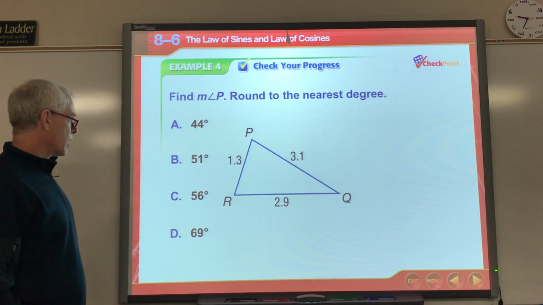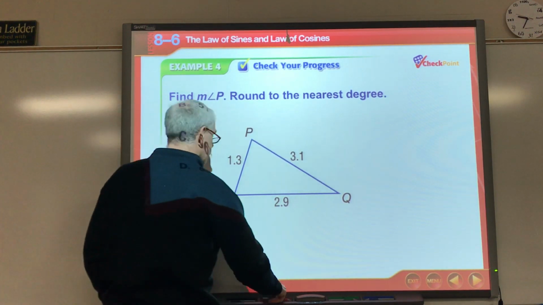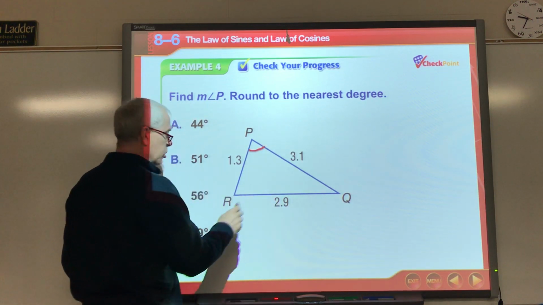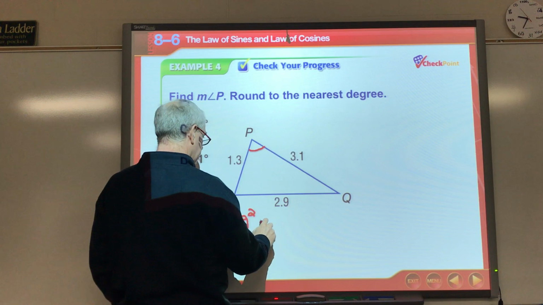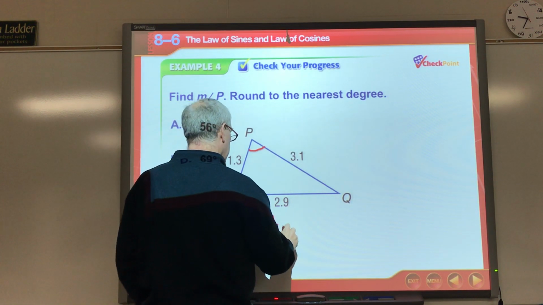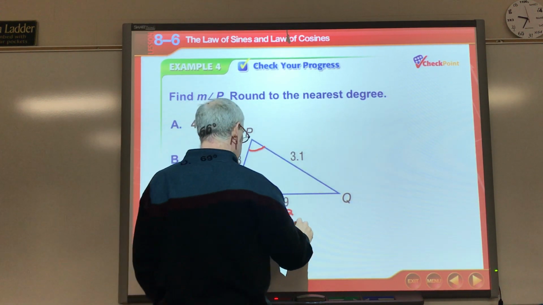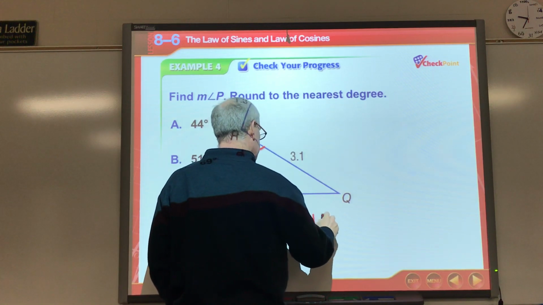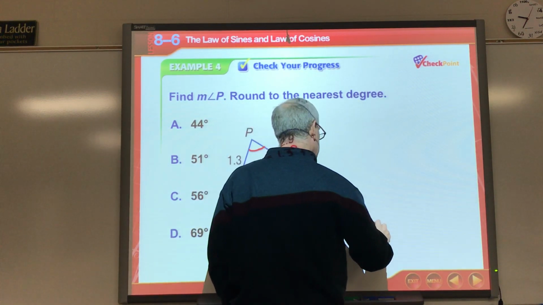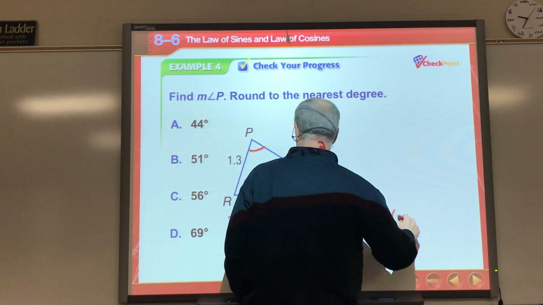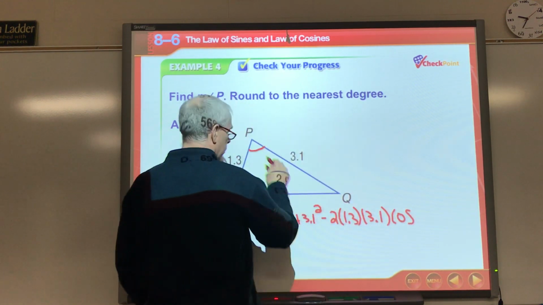All right, so I'm looking for angle P. Opposite the P is the 2.9, so I'm going to type in 2.9 squared equals 1.3 squared plus 3.1 squared minus 2 times 1.3 times 3.1 times the cosine of P here.